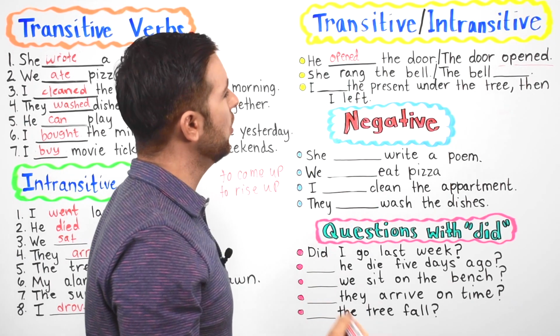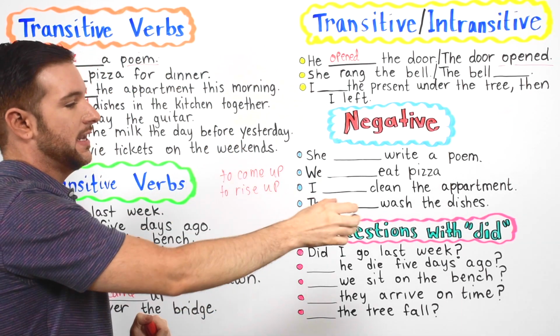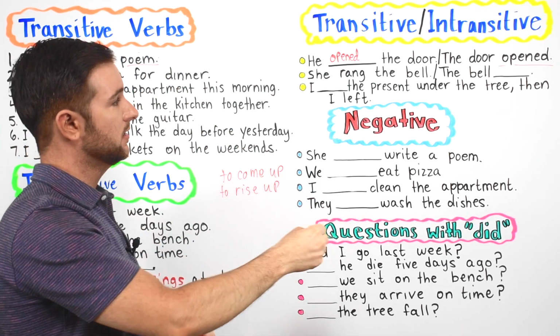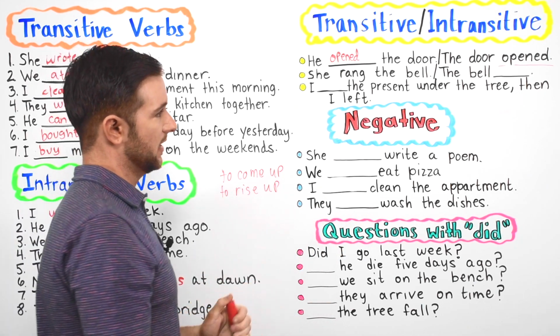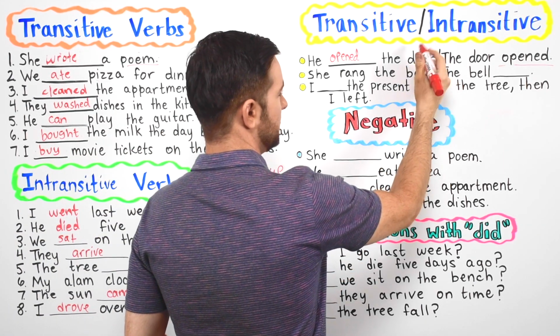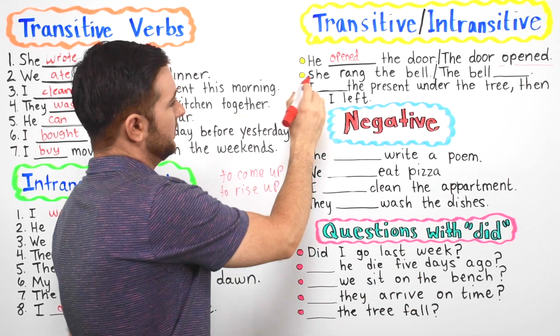Okay, he opened the door. Because with transitive verbs, we're talking about an action being performed. He physically performed an action by opening the door. The door here is the object. It receives the action. All right, next.